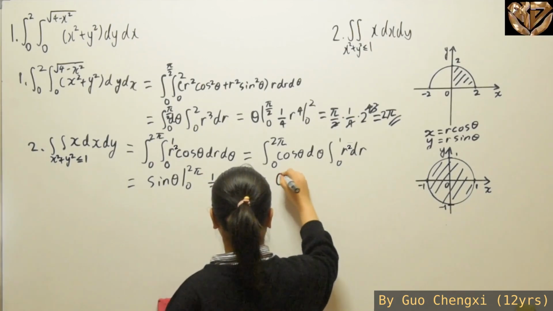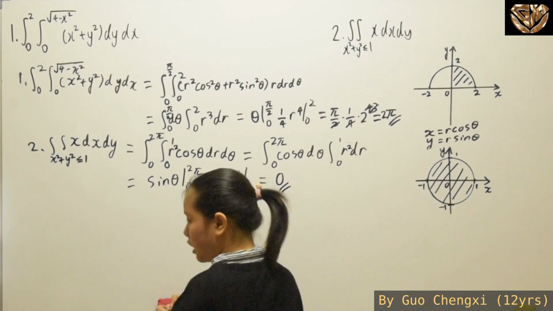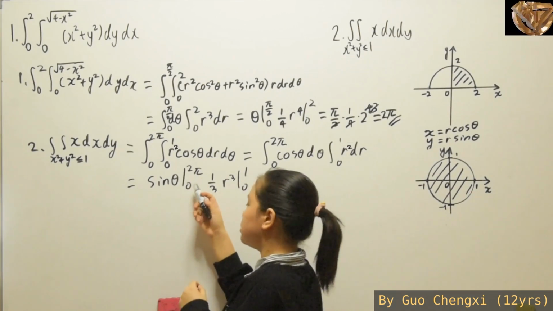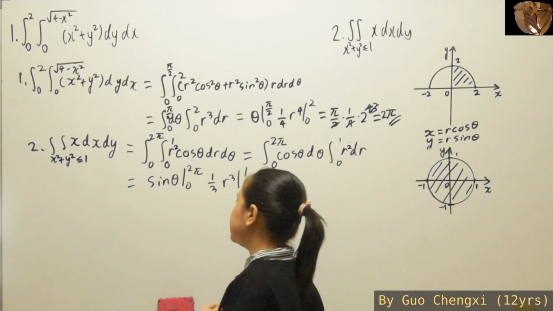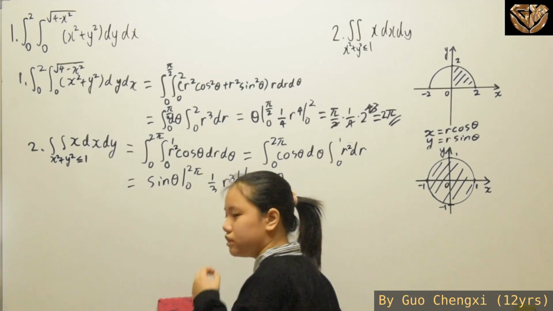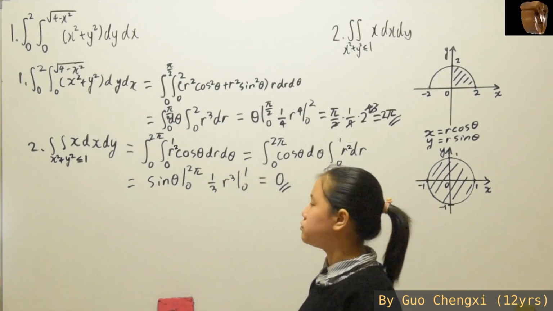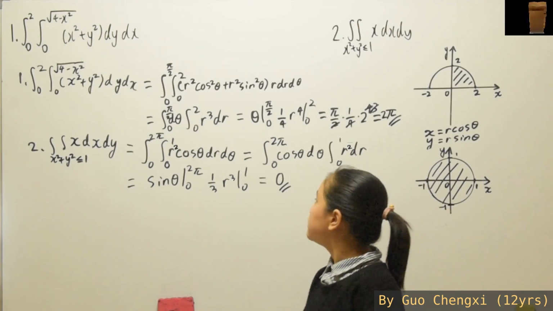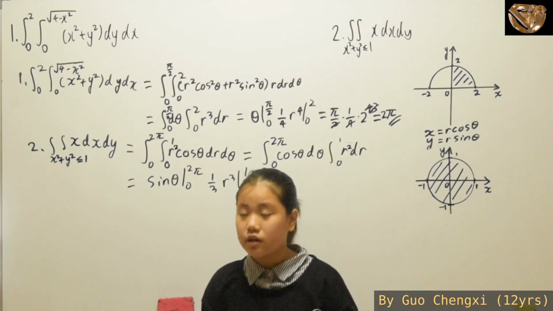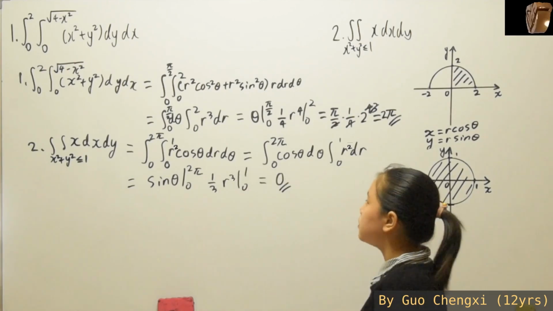So no matter which boundary you substitute inside for this part, it's going to be a 0. In the end, because these two are multiplied together, they're going to end up with a 0 anyways. So that's mainly it for these two examples.